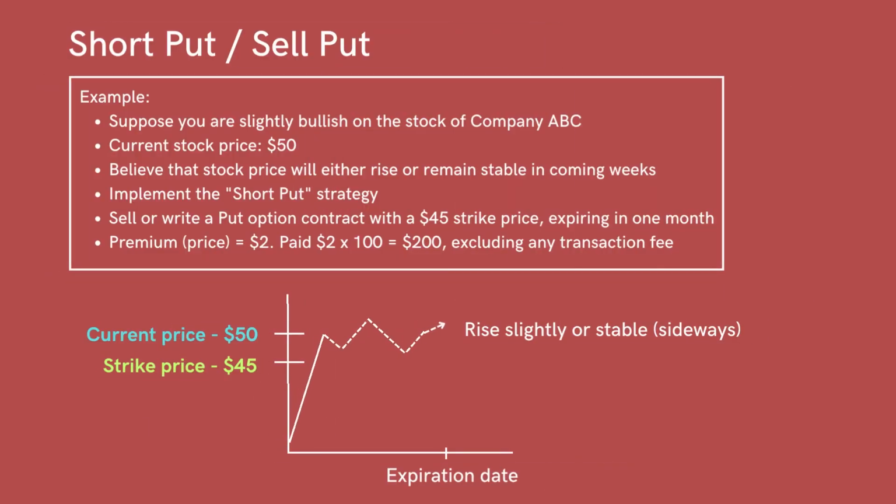Okay, it's illustration time. Suppose you are slightly bullish on the stock of company ABC, which is currently trading at $50 per share. You believe that the stock price will either rise or remain stable over the next month due to positive earnings expectations or for whatever reasons. You then proceed to sell or write a put option contract with a strike price of $45 expiring in 1 month. The premium received for selling the put option is $2 per share. Multiply it by 100 shares, this means the premium you receive is $200. Again, this excludes any transaction fees.